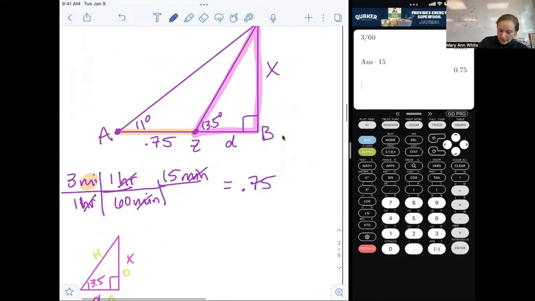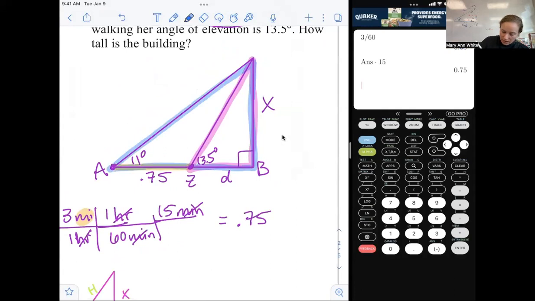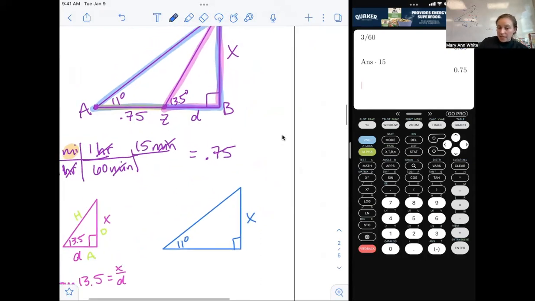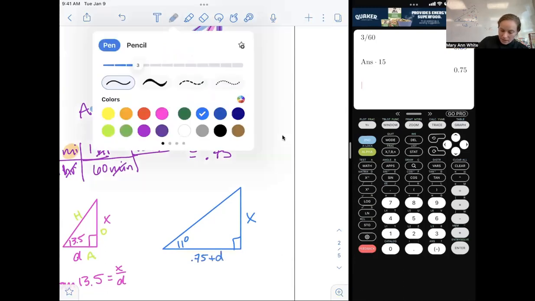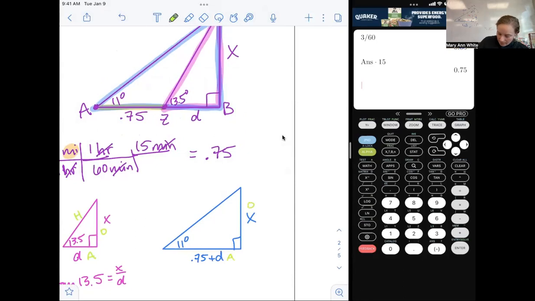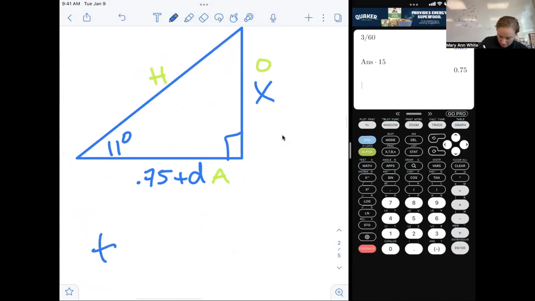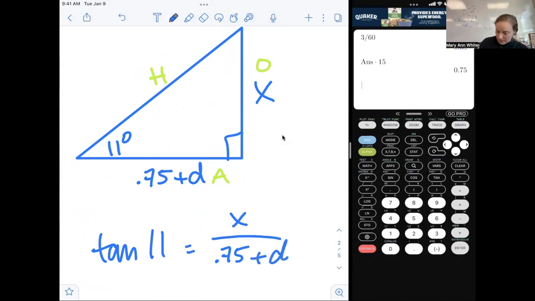Let me redraw the big triangle. I'm going to make that one blue. That's this big triangle here. So that is 11 degrees. I still don't know how tall the building is, but the base, the bottom, is not just D, it's 0.75 plus D. So when I do my tan function this time, it's going to be tan of 11 equals X over 0.75 plus D.